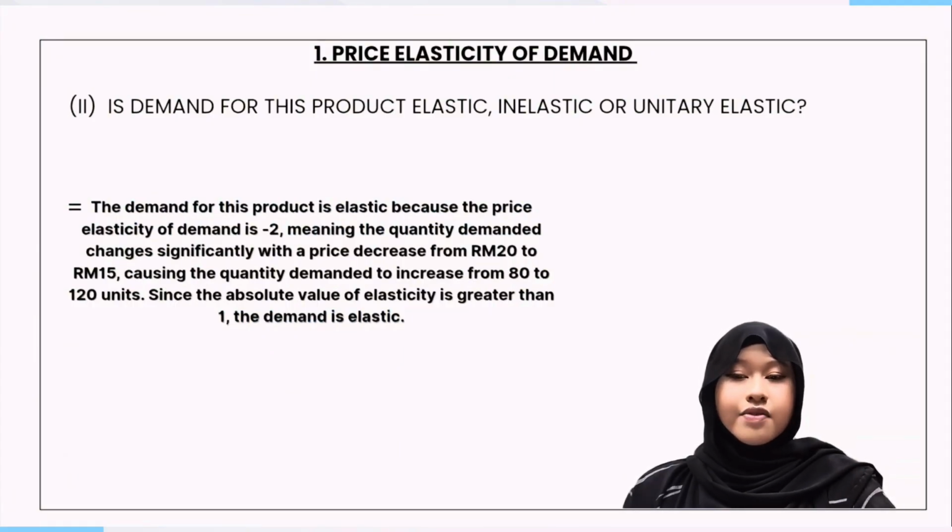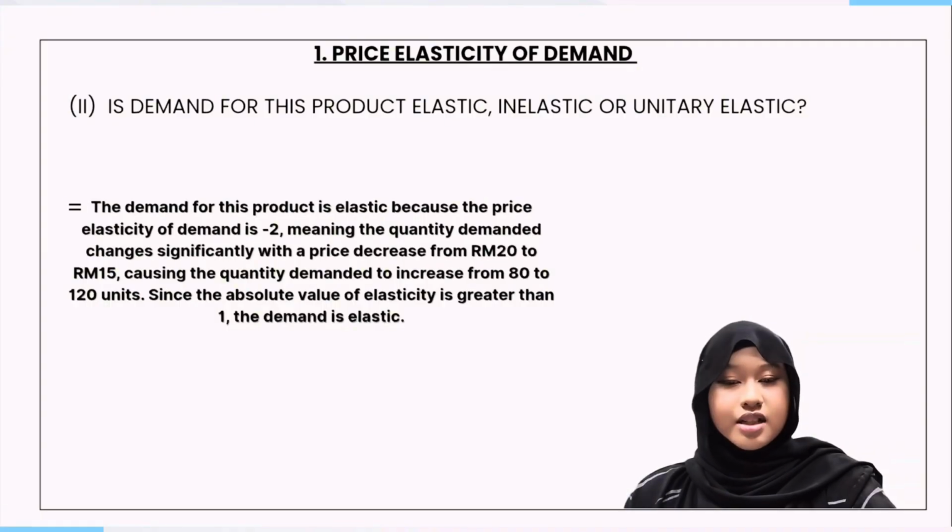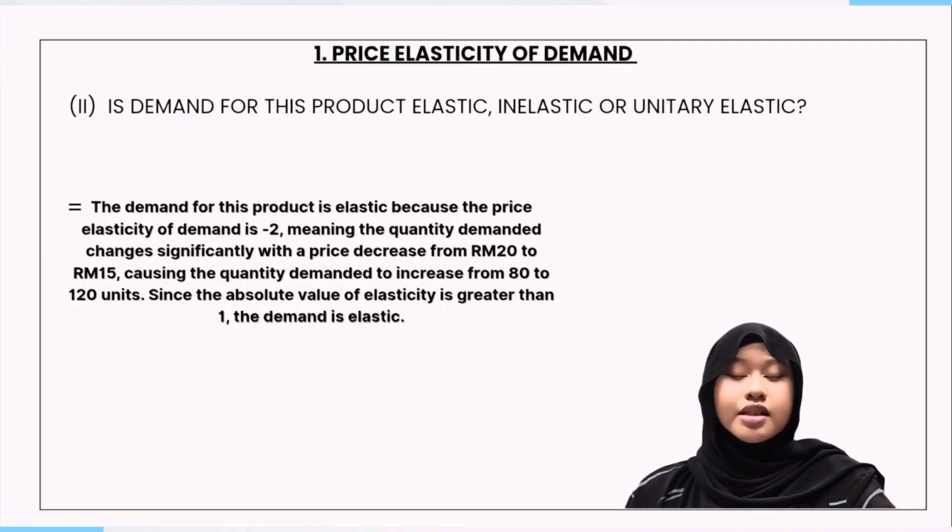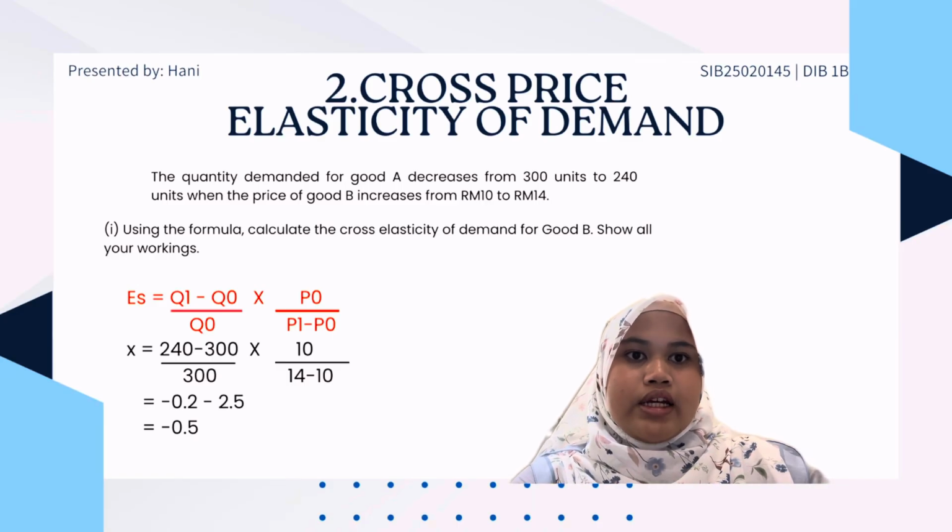The third slide has question 2, which is: is demand for this product elastic, inelastic, or unitary elastic? My answer is that the demand for this product is elastic because the price elasticity of demand is negative 2, meaning the quantity demanded changes significantly when the price decreases from RM20 to RM15, causing the quantity demanded to increase from 80 to 120 units. Since the absolute value of elasticity is greater than 1, the demand is elastic.